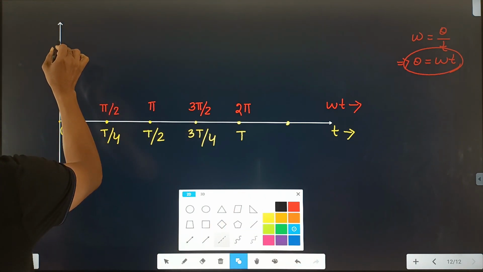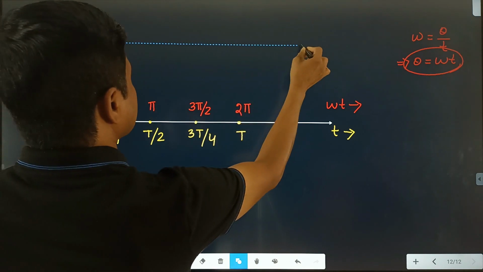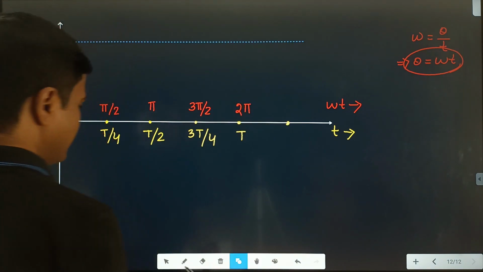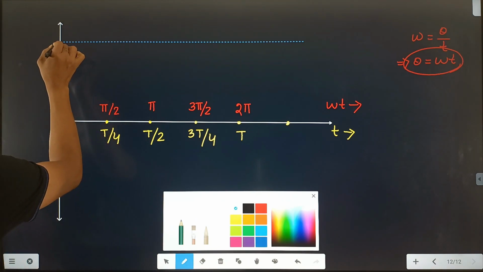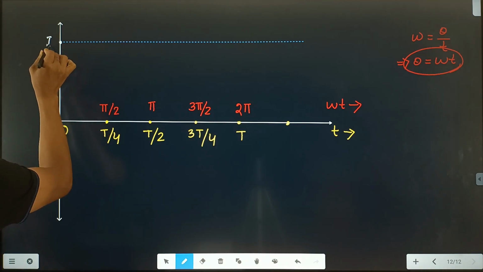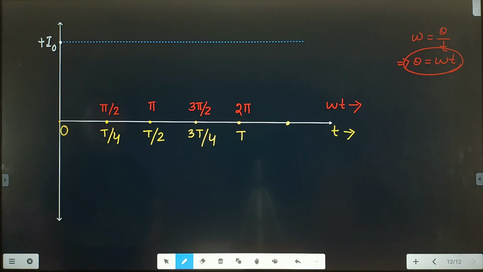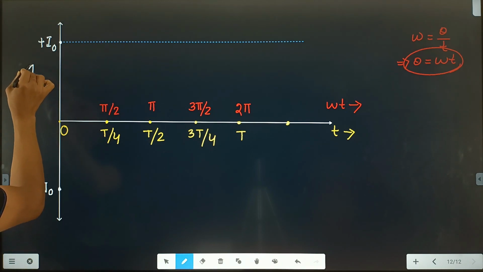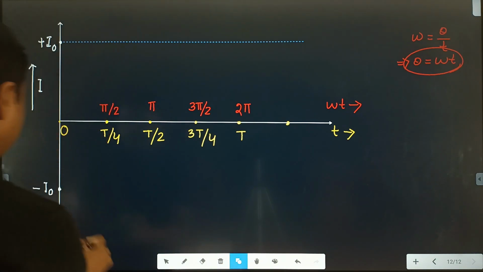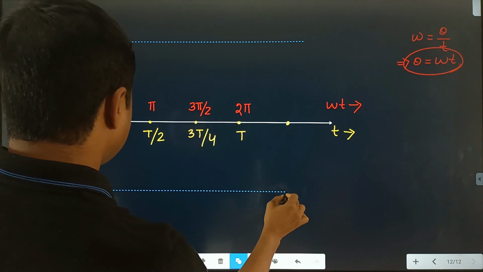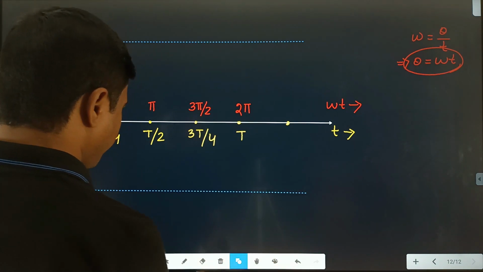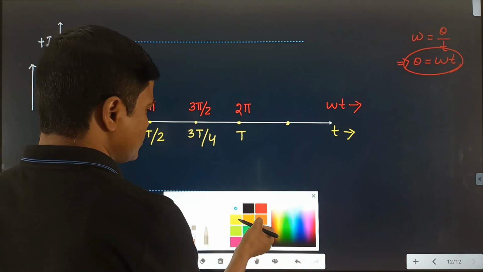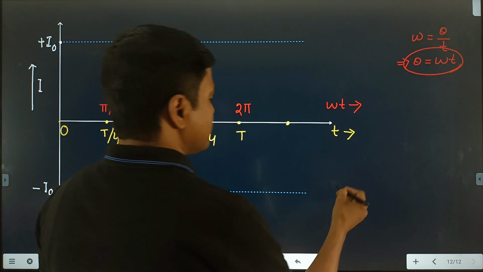And suppose this is the maximum value of current. On the positive side, we write I0, plus I0. Similarly, this is the maximum value of current on the negative side, we write minus I0, and we take current along the y-axis. And this is the maximum current. Clear?